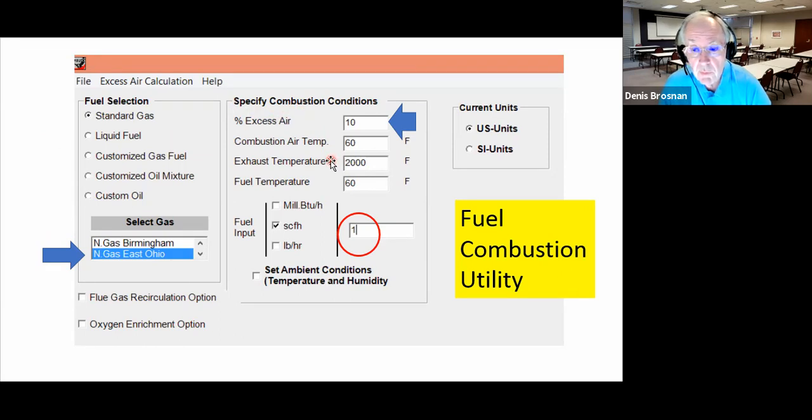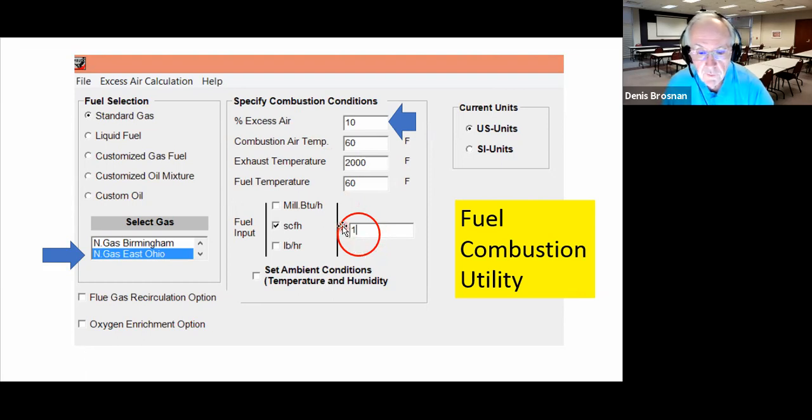That might be high, but if you were exhausting, say, a batch kiln into a laboratory, that might be reasonable in firing ceramics. I chose the fuel temperature as the exact same temperature as the combustion air temperature, in other words, room temperature. The other thing that I did was I selected 1 standard cubic foot per hour, okay, the fuel input.